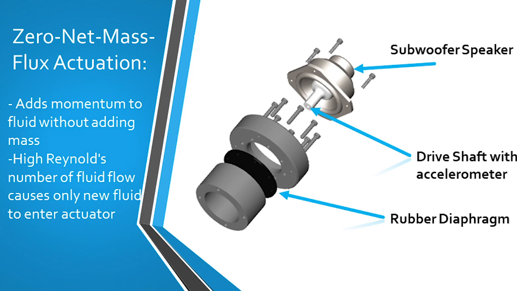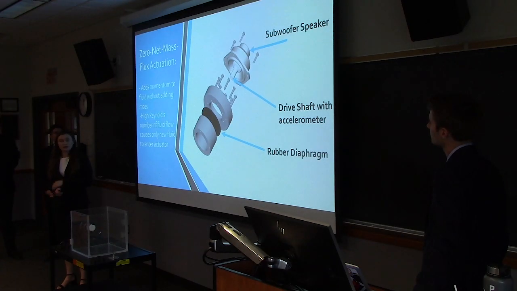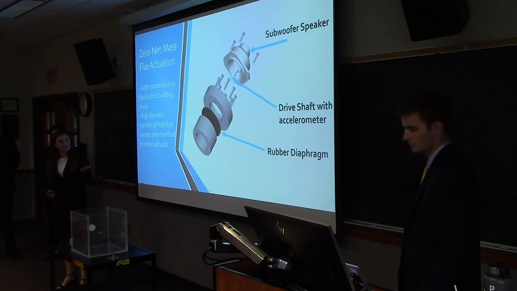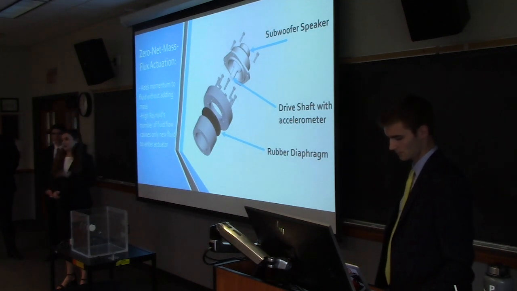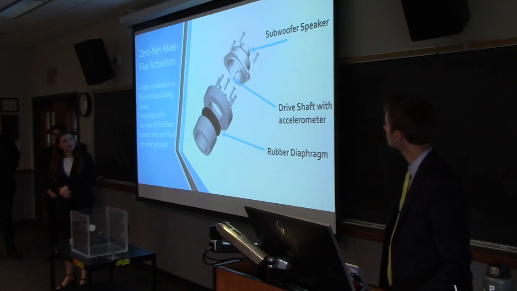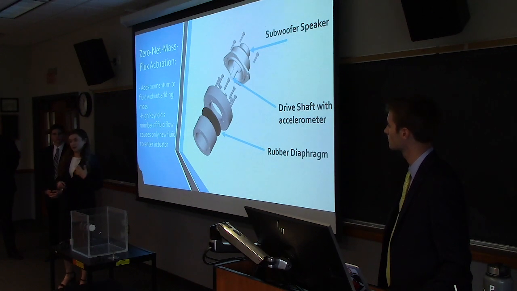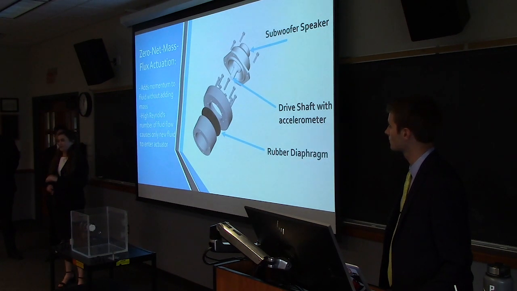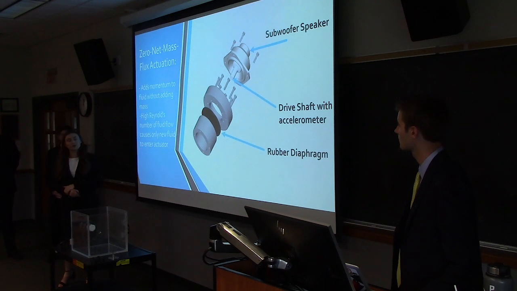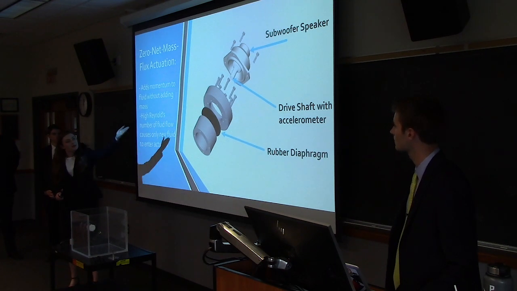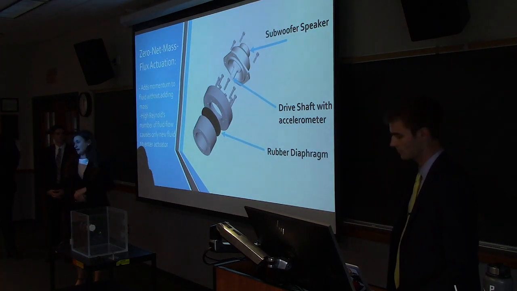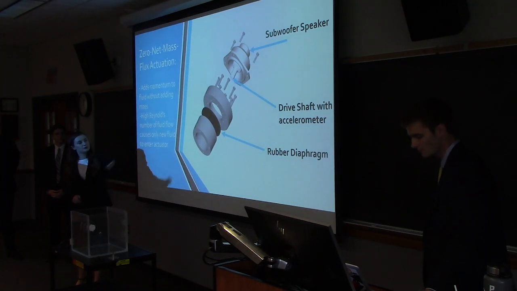Now here's highlighting the actuators and how they work. So we have subwoofer speakers that a computer sends signals through an amplifier. This sends different voltages, so different forces are applied at different speeds. And attached to the speaker is a drive shaft. With this drive shaft, we've attached an accelerometer so that we can measure the acceleration and integrate it and find the velocity and position of how that moves so we can get precise data.